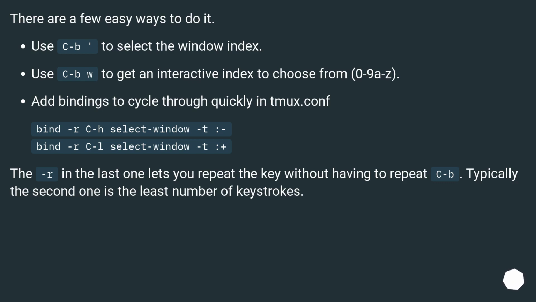There are a few easy ways to do it. Use Ctrl+B then ', to select the window index. Use Ctrl+B then W to get an interactive index to choose from, 0-9 then A-Z.